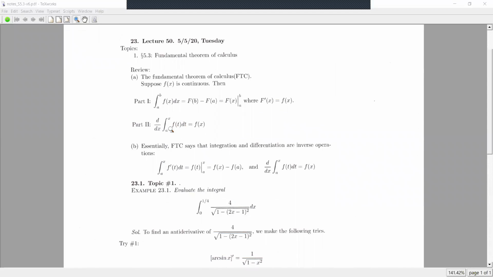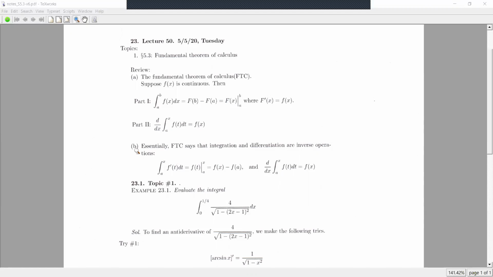Now, part 2. We have a function f. Take the integral of the function f from a constant a to a variable x. Then the value of this integral depends on the variable x. So this integral is a function of x. Now take the derivative of this function. Then the result is the function f.